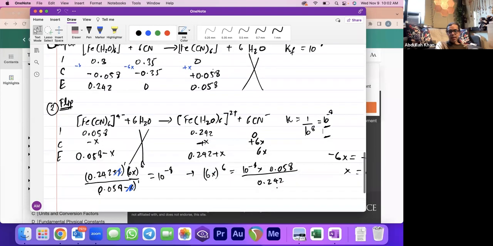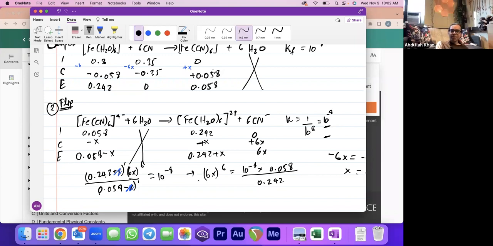Now, how do I isolate my x? You tell me. So x is trapped in a 6th power at the moment. How do I untrap it? If x was trapped in a square, I would square root it. If it's trapped in a 6th power, what do I do? 6th root.